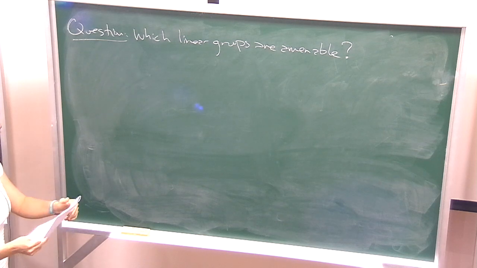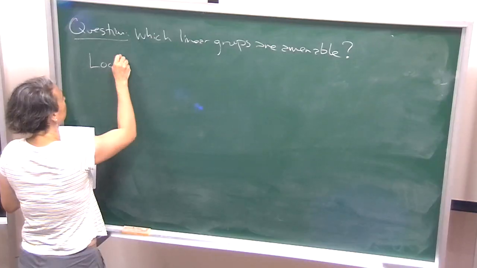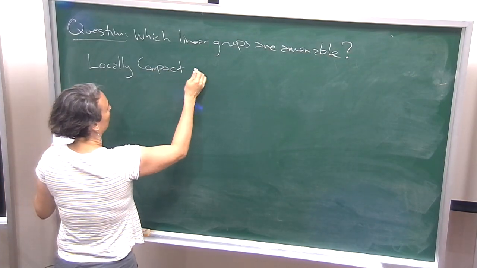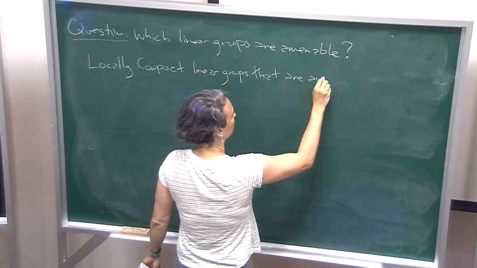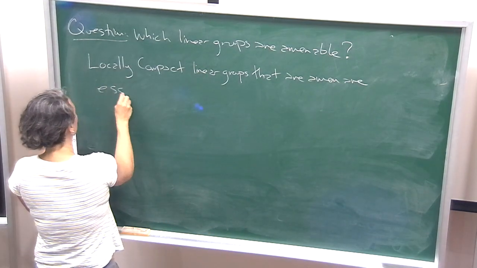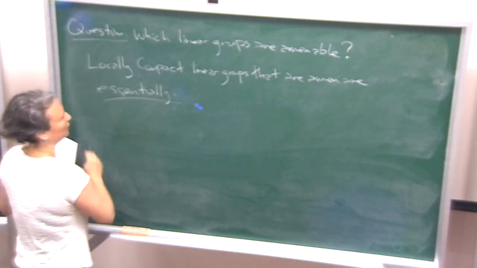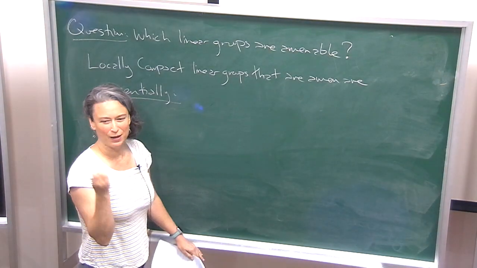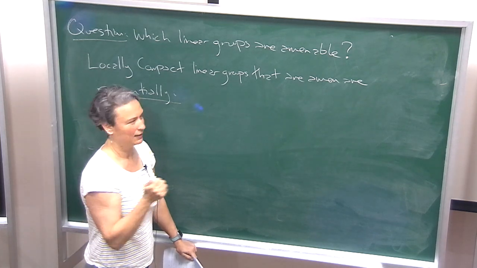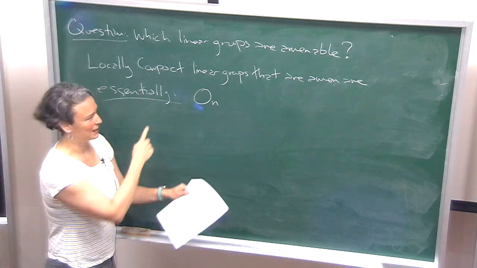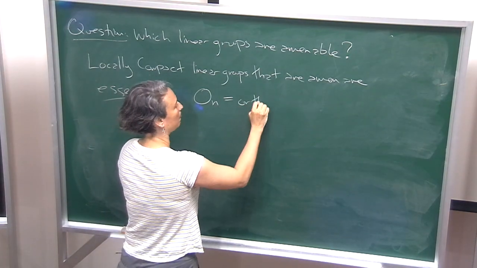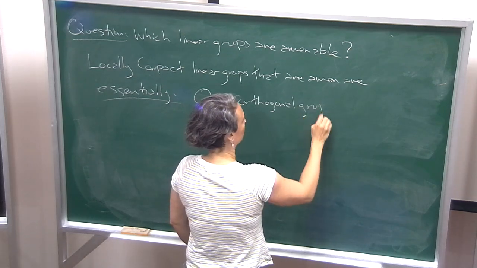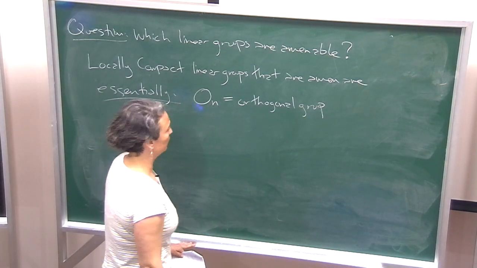Now I've been talking about discrete countable groups, and I'm going to suddenly switch to locally compact groups. So the locally compact linear groups that are amenable are essentially, well, what can I do? For some reason, I always look at determinant 1, but O_n, okay? I'm saying that because in my notes I wrote SO_n, and I'll probably do it again, SO_n versus O_n. So this is the orthogonal group. The orthogonal group is compact.